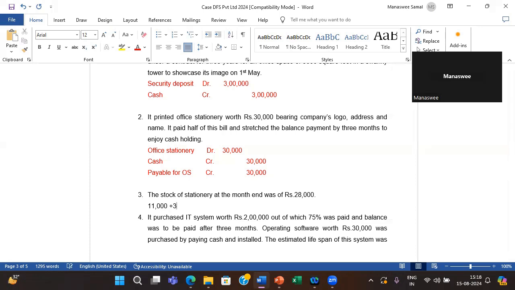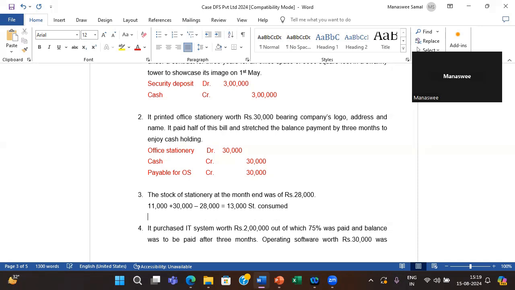Now you printed 30,000, right? 30,000. Then at the month end, you are left with 28,000. So if you deduct it, you'll get a figure equal to 30,000 minus 28,000, that is 13,000 rupees of stationery you have consumed. Stationery consumed figure is an expense. It's gone. The benefit is gone. So expense has now gone up.